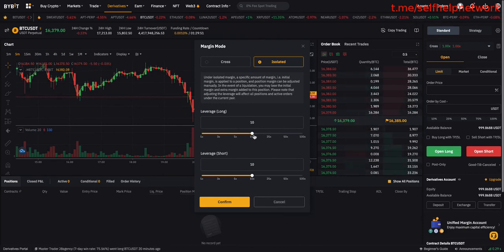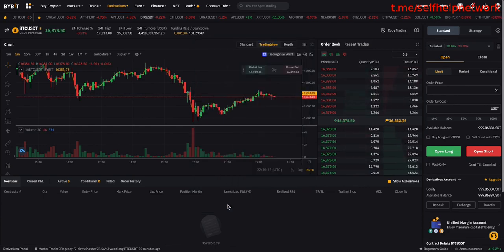So let's say that we have it at 10 and 10, and confirm it. You can now see on the order form that you have isolated margin with 10 maximum leverage on long, 10 maximum leverage on short. And then as per the previous video, you can open, close, set take profits, set stop losses as normal. The only thing that will change based upon your leverage use is your liquidation point, and it will affect the way you're able to trade.